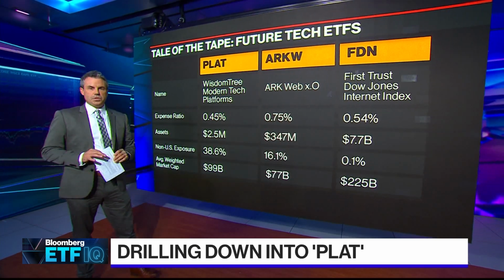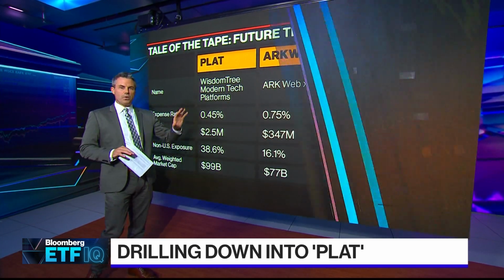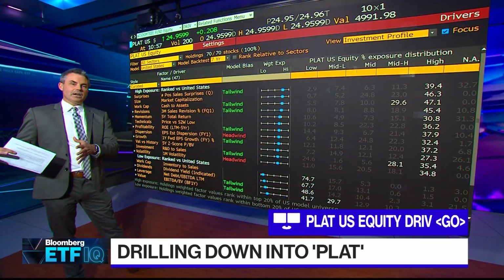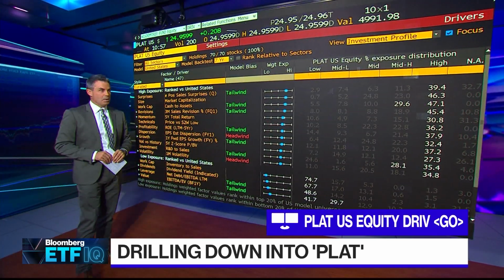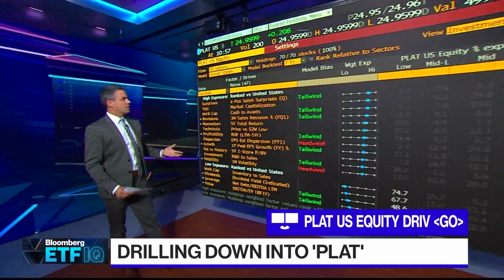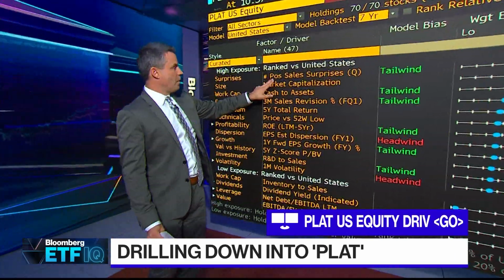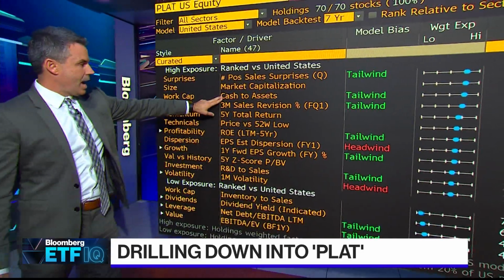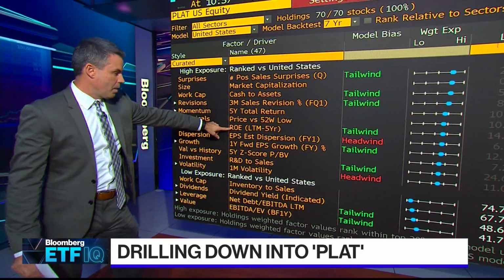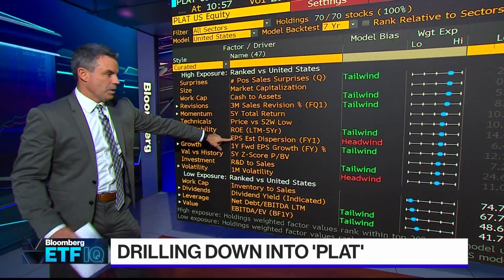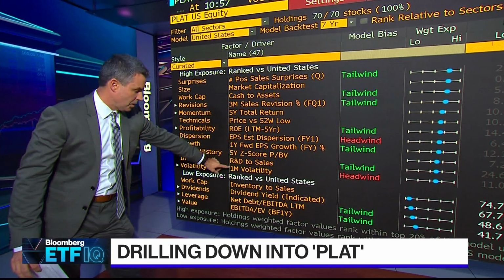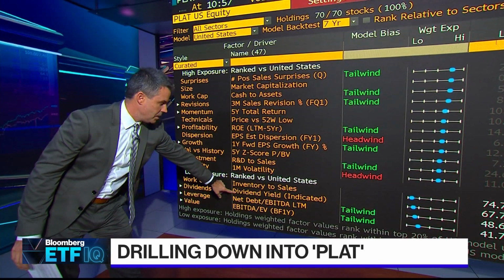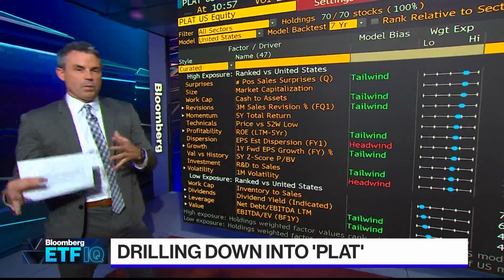Now, I want to introduce this new function, Drive Go, which just came out, which is perfect to use on this. It goes next level and shows you other things that the ETF is exposed to. So, for example, the stocks in this ETF have very positive sales surprises. That's a tailwind. That's good, obviously. A lot of cash, a lot of ROE, but there's a lot of dispersion on what the sell side thinks. That's a headwind. A lot of volatility. And the dividends, you get no dividends here. So this is going to show you the different ways to look at the ETF.